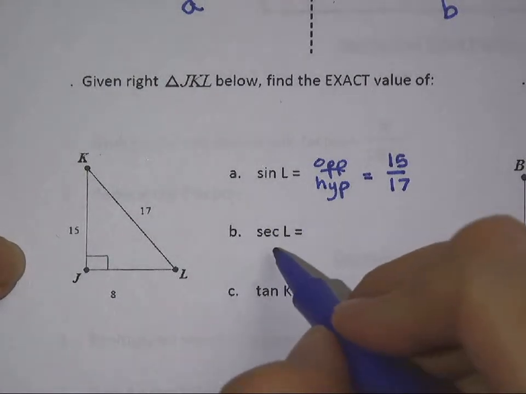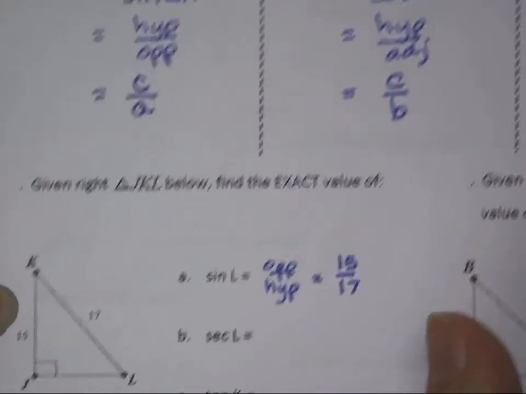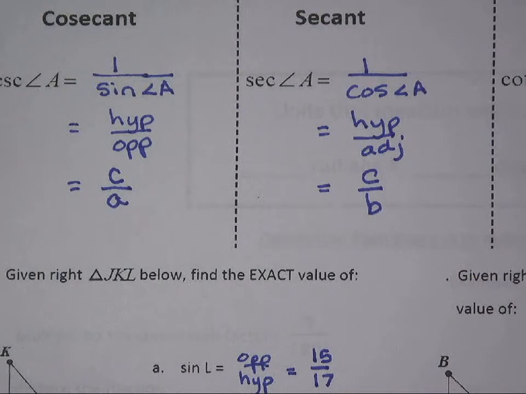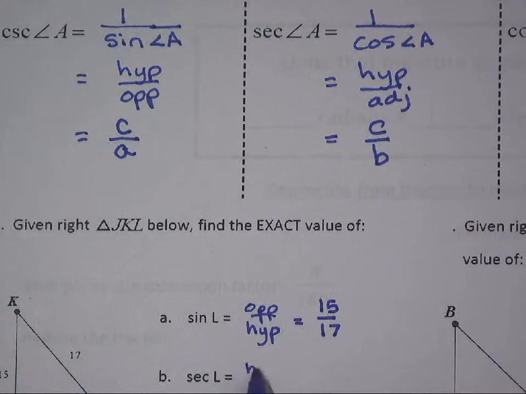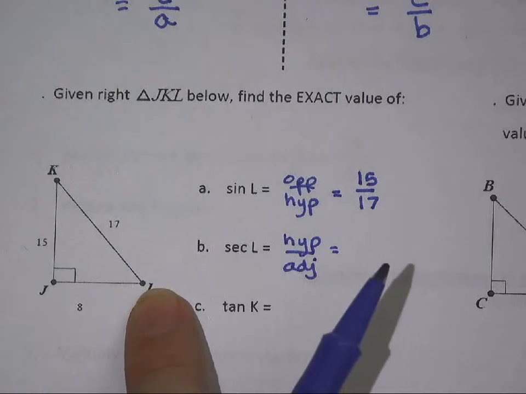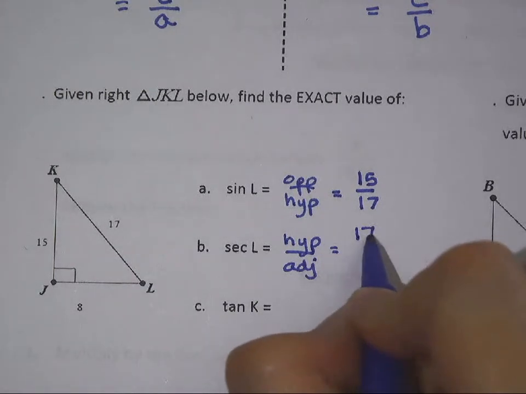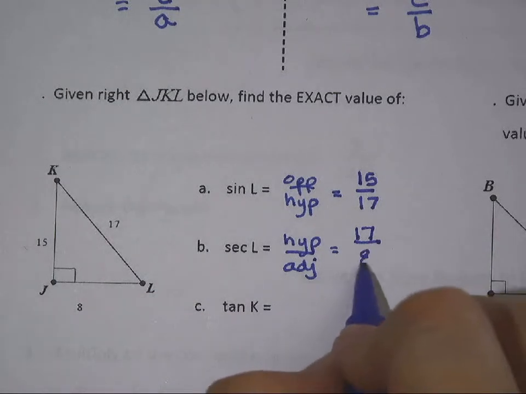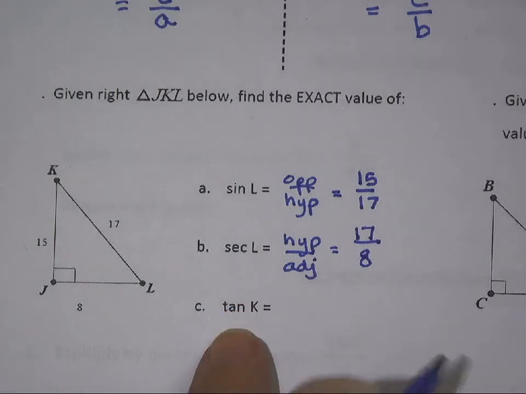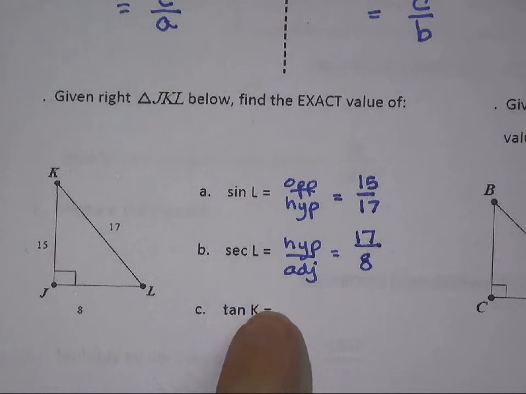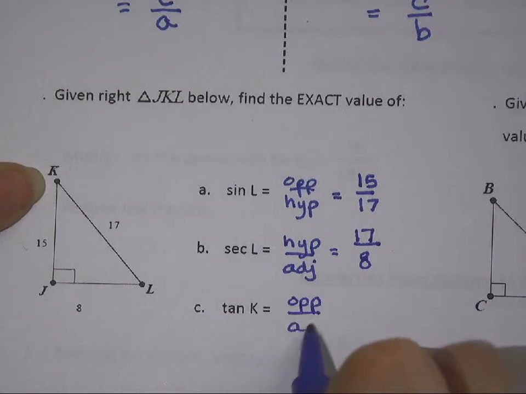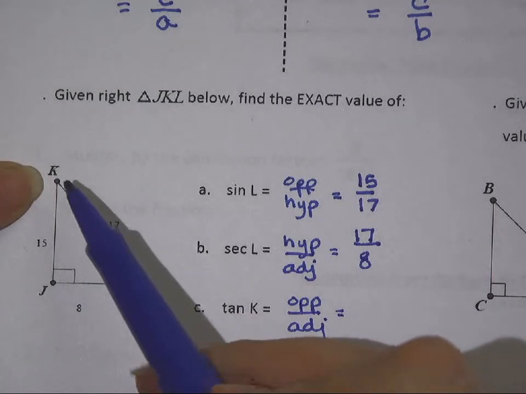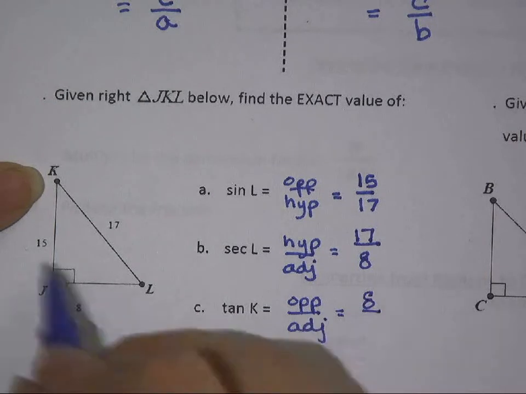Our second one here is secant. Well, secant from here is 1 over cosine, or hypotenuse over adjacent? So looking at my angle here, L, the hypotenuse is still 17, and my adjacent is 8. And finally, tangent of K, oh, look, they change which angle we're looking at. So I'm going to be considering angle K here. Tangent is opposite over adjacent. Starting from K, the opposite is 8, and the adjacent is 15.